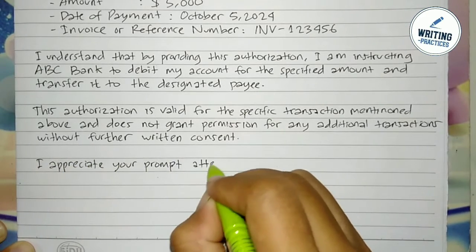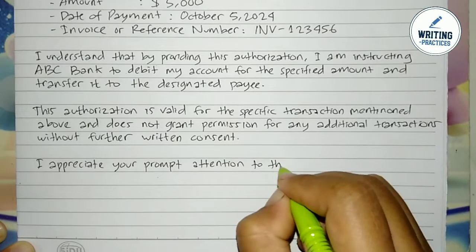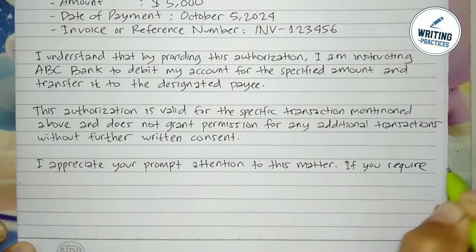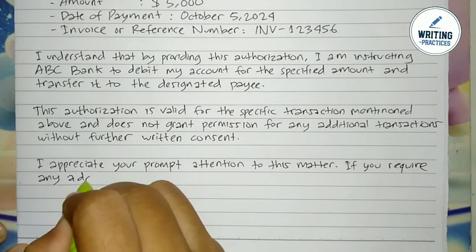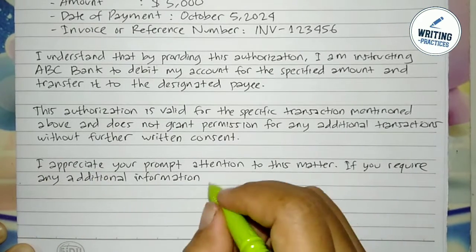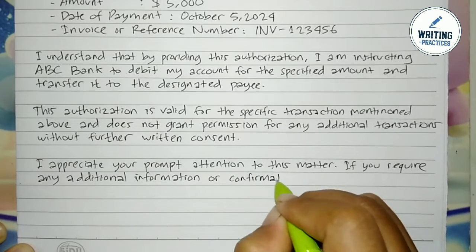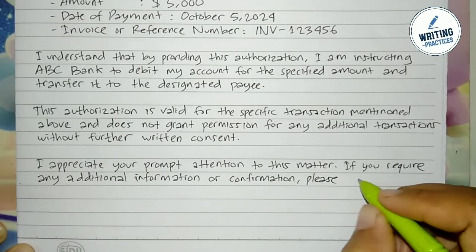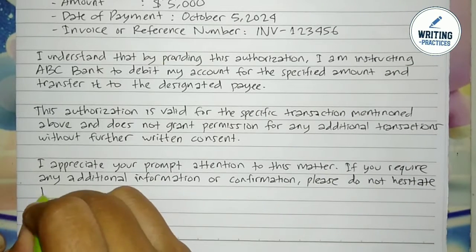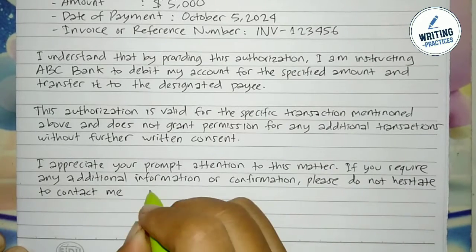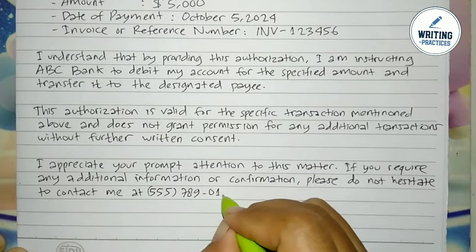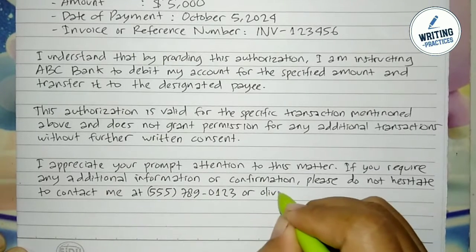In the last paragraph, this is where you write your closing request and contact offer. You need to request prompt attention to the authorization. You may write something like, "I appreciate your prompt attention to this matter," and then offer your contact information for any additional needs to facilitate communication. You can give your phone number and email address. Here is the example. If you require any additional information or confirmation, please do not hesitate to contact me at 555-789-0123 or olivia.thompson@email.com.